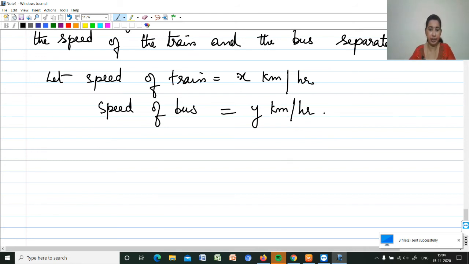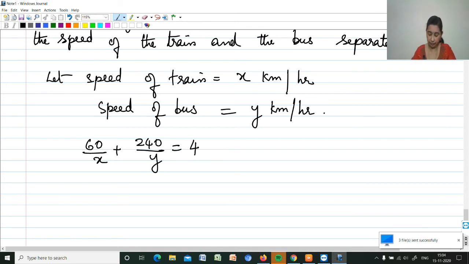Since the speed of train is x kilometer per hour and speed of bus is y kilometer per hour, in the first part she is traveling by train. So the equation can be written as 60 by x plus, the remaining she is traveling by bus. So total 300 kilometers, so 240 by y, total 4 hours.